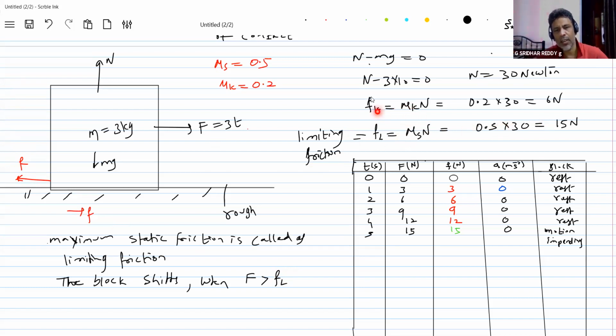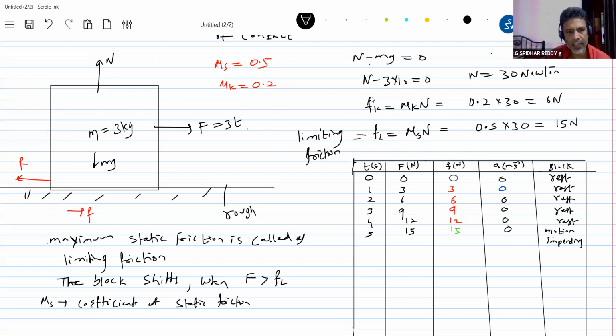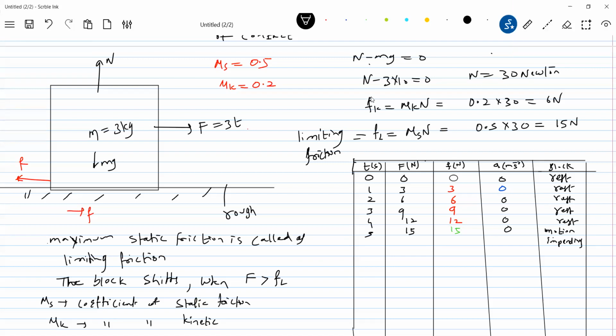So now the terms are there. Already you know mu k. What is mu k? Coefficient of kinetic friction. Now similarly, let me introduce mu s and mu k. Once again, I'll put it. Mu s is the coefficient of static friction. Mu k is called the coefficient of kinetic friction.